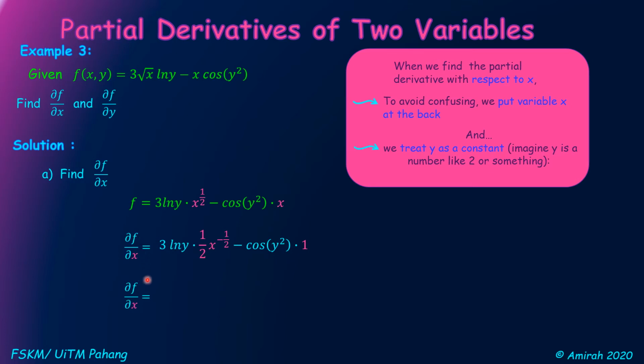Okay? So del f over del x equals 3 ln y, and then we can move x to the power of negative half to the denominator. So we have x to the power of positive half, which equals square root of x. So we have 3 ln y over 2 square root of x, and then minus cos y squared. Okay, this is the final answer. Del f over del x means the partial derivative of f with respect to x.